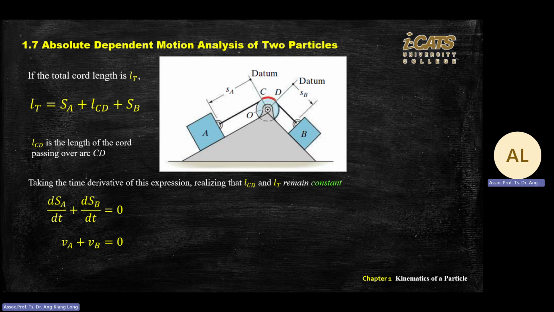Okay, so for this kind of question, basically it is simple. As long as it says the pulley is fixed already. First, you write this equation, LT equal to SA plus LCD plus SB. Then you time differentiate. dL/dt, you arrive at this equation. Then you convert dS/dt to velocity. These first 3 steps are fixed already. When you see a pulley question, you do these 3 steps. Derive the equation first. Then only do substitution.